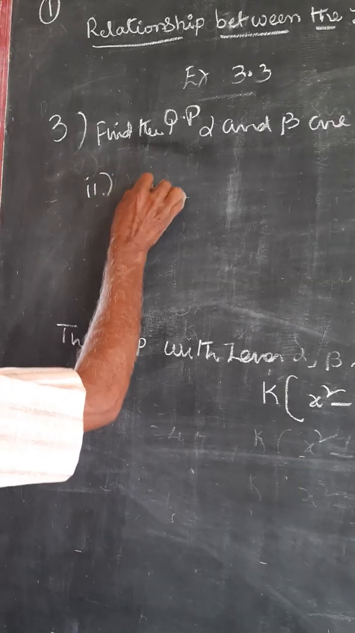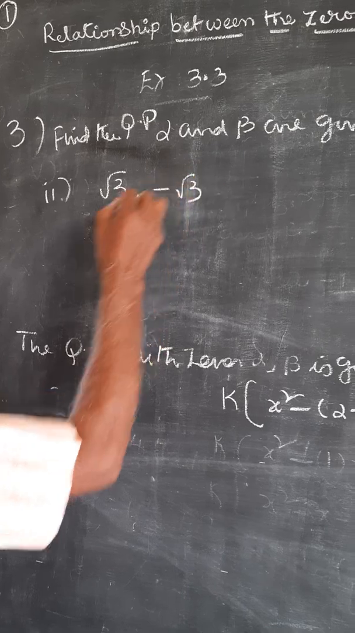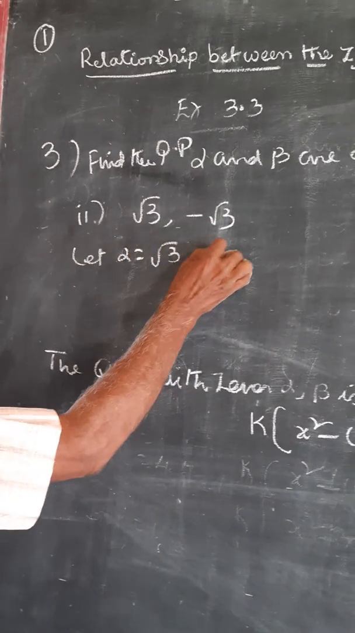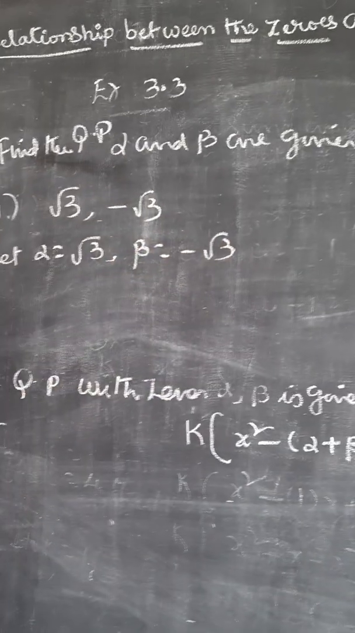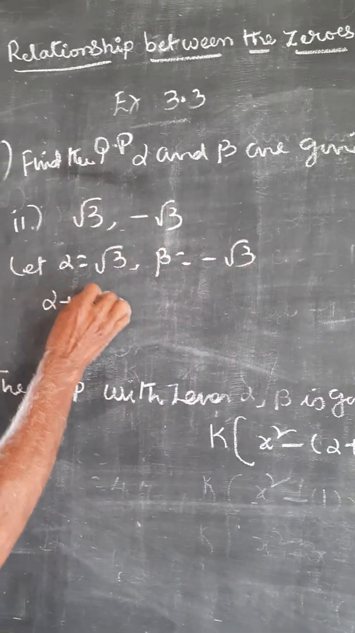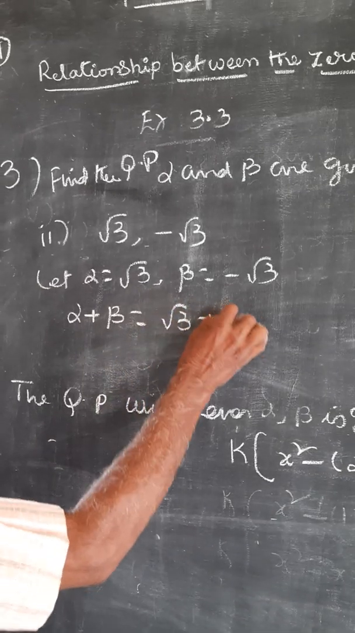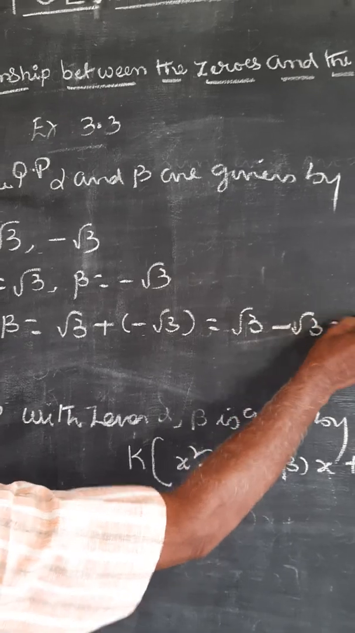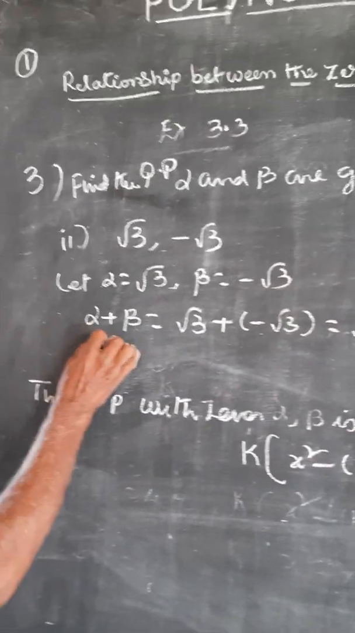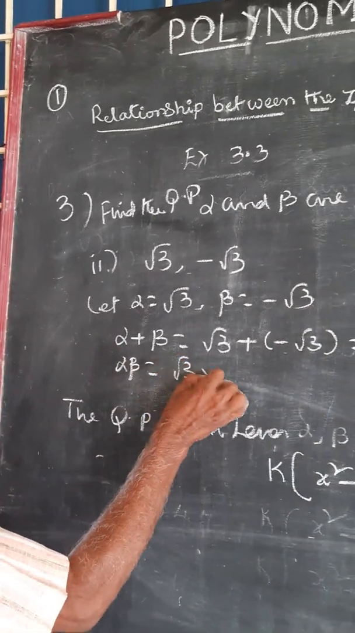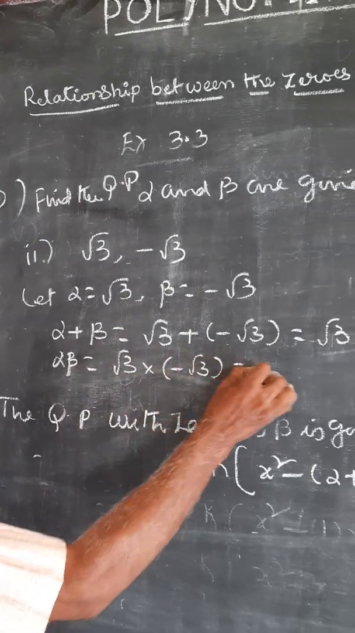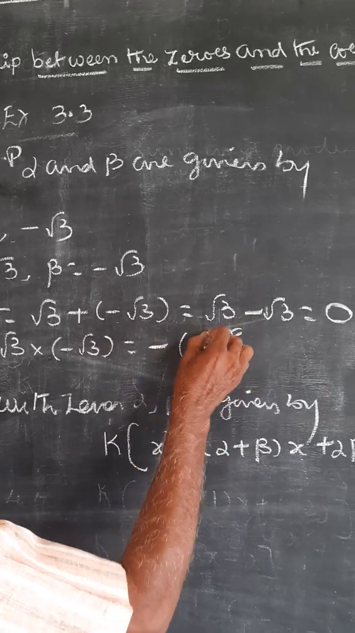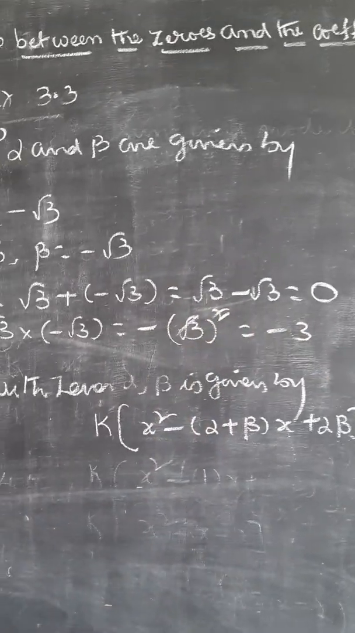Second bit, root 3 comma minus root 3. Let alpha is equal to root 3, beta is equal to minus root 3. Sum of the zeros, alpha plus beta is equal to root 3 plus minus root 3, that is root 3 minus root 3, which is equal to 0. Alpha beta is equal to root 3 into minus root 3, that is minus root 3 whole squared, the square root cancels, the answer is minus 3.